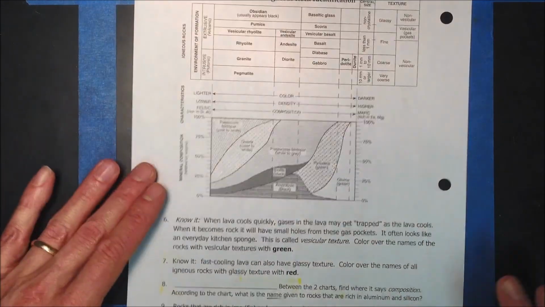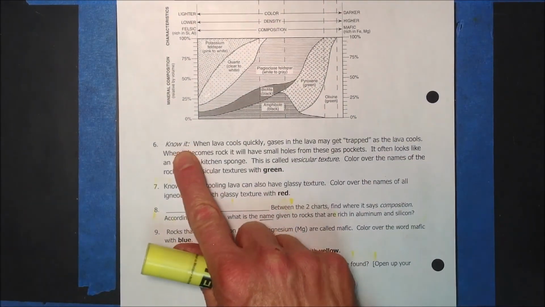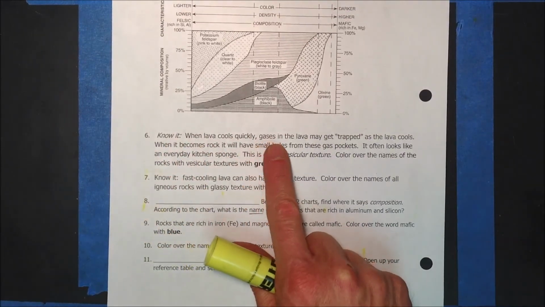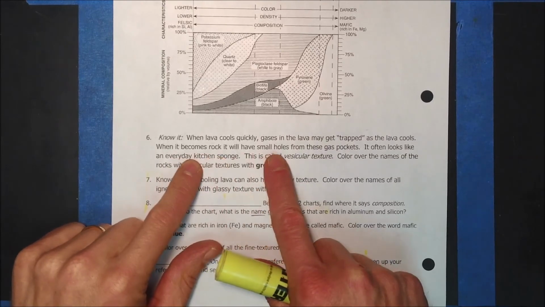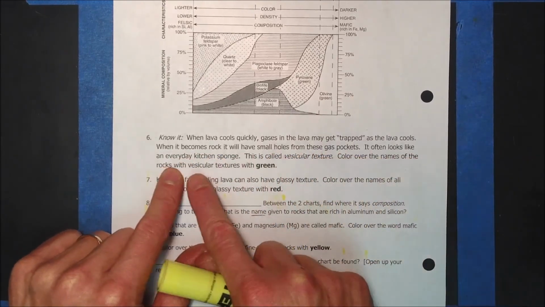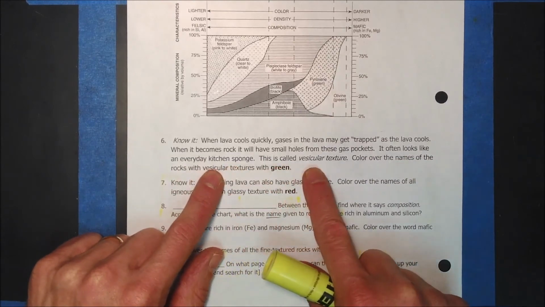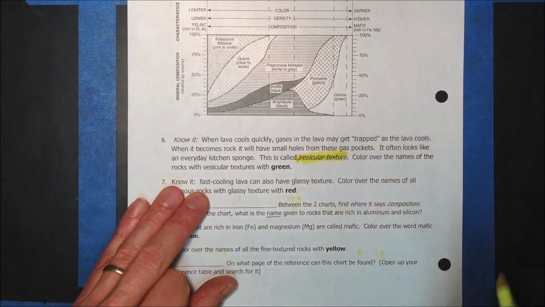Back side, I have the chart again. Look at 6. Know it. When lava cools quickly, gases in the lava may get trapped as the lava cools. When it becomes rock, it will have small holes from these trapped gas pockets. It often looks like an everyday kitchen sponge. This is called vesicular texture. These little holes, the sponge-like vesicular texture.